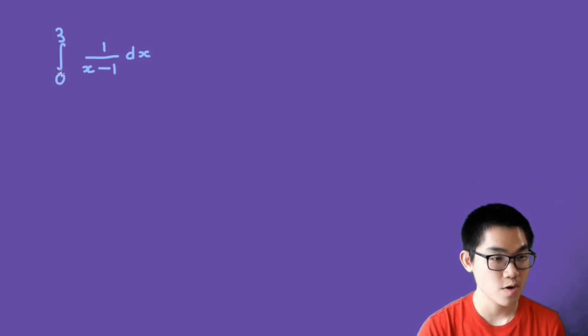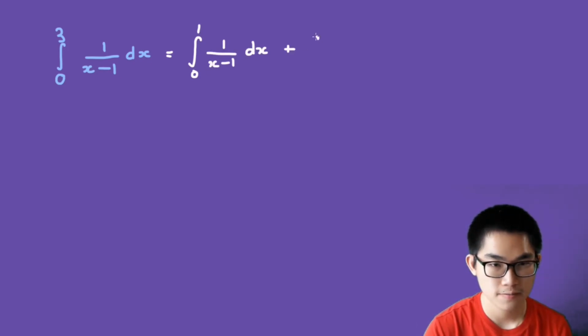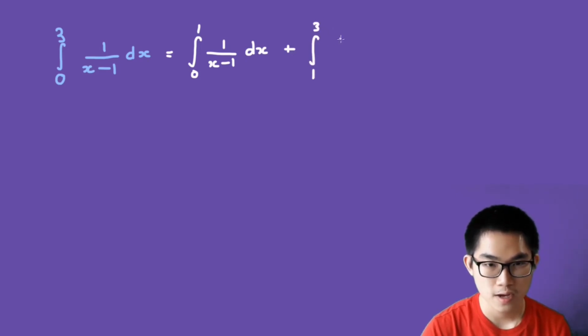How about the integral from 0 to 3 of 1 over x minus 1 dx? Well, this is improper because between 0 and 3, when x is equal to 1, this will be divided by 0. And that's why this integral is improper. We're going to split this integral apart. So we get the integral from 0 to 1 of 1 over x minus 1 dx plus the integral from 1 to 3 of 1 over x minus 1 dx. So we will solve for this one first.